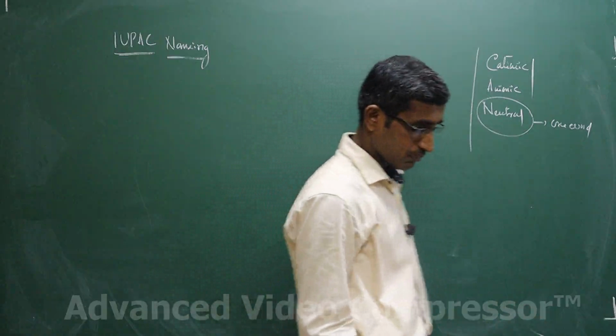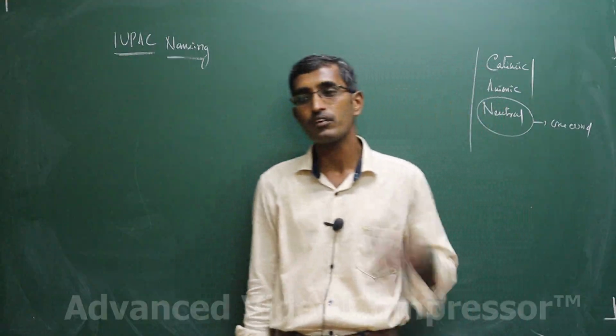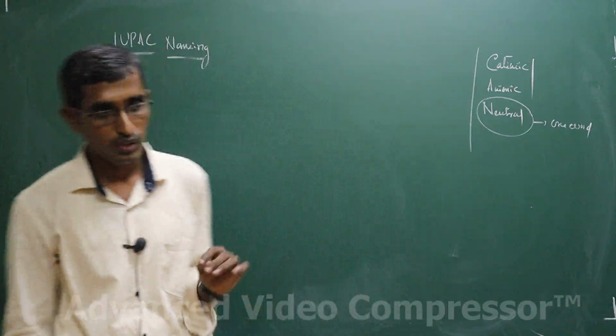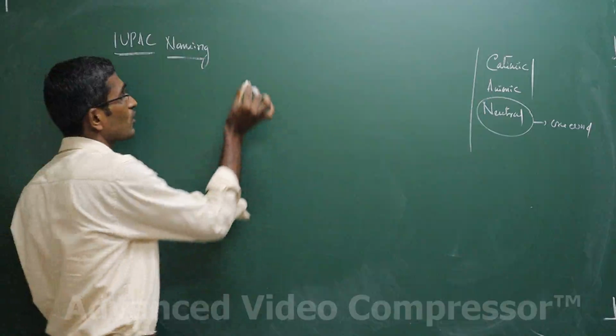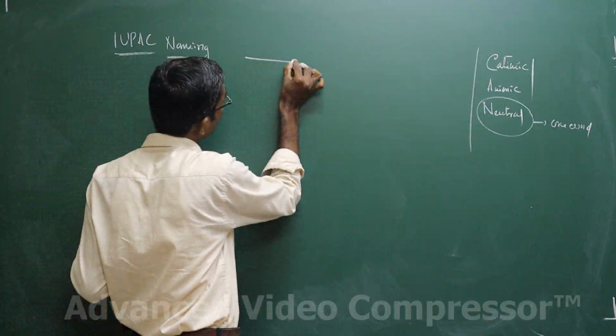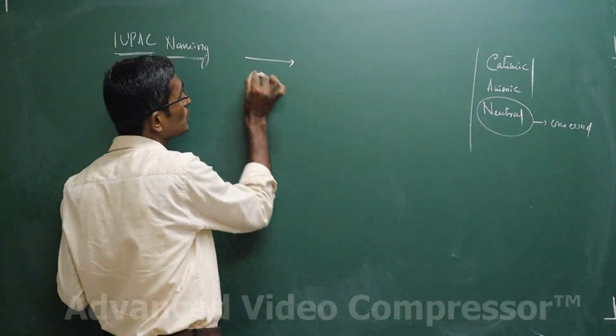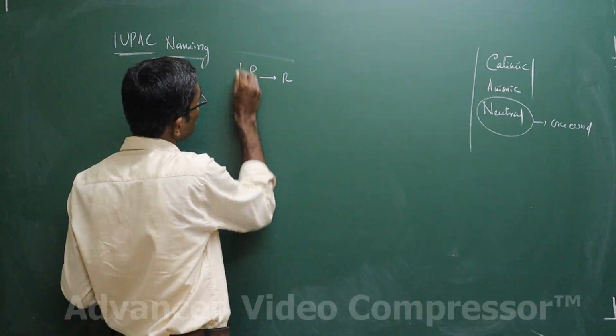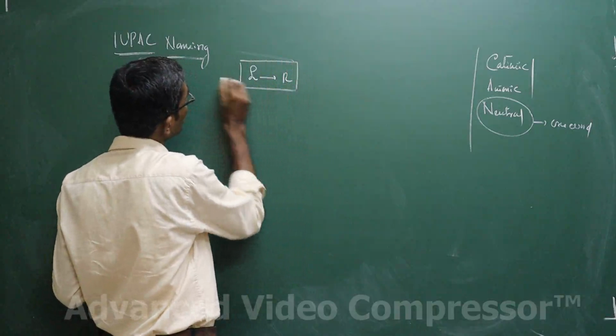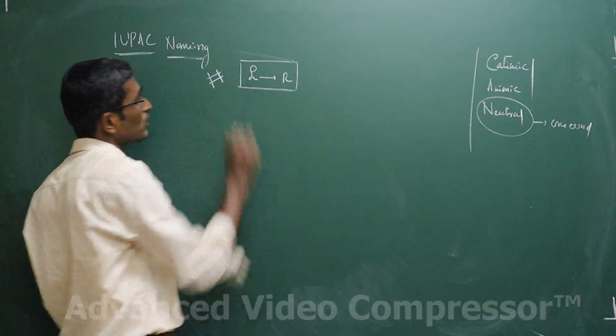So always remember, the first rule for you is in IUPAC nomenclature. It could be a cationic, anionic or neutral complex. You always start from the left and go towards the right. So you always go from left to right while naming the coordination complex. This is one of the clues you are having.